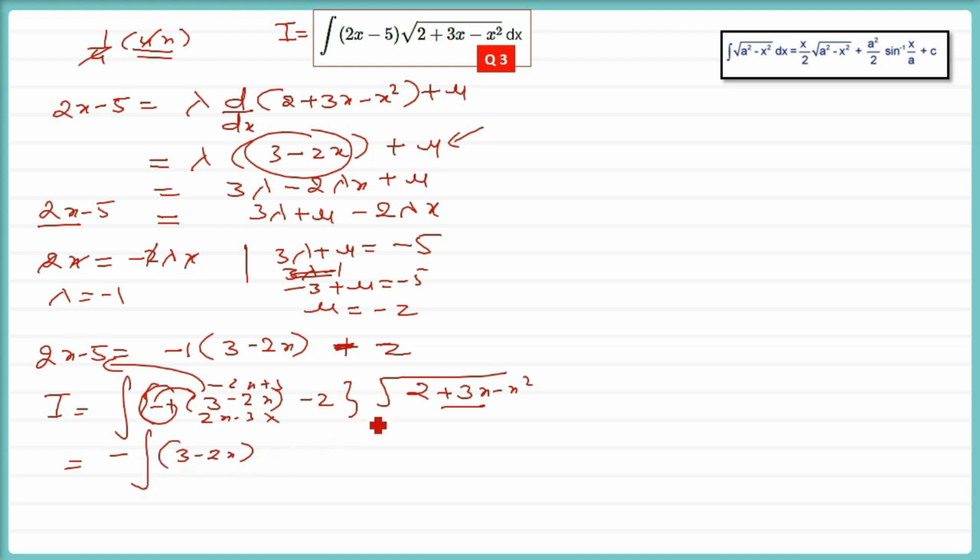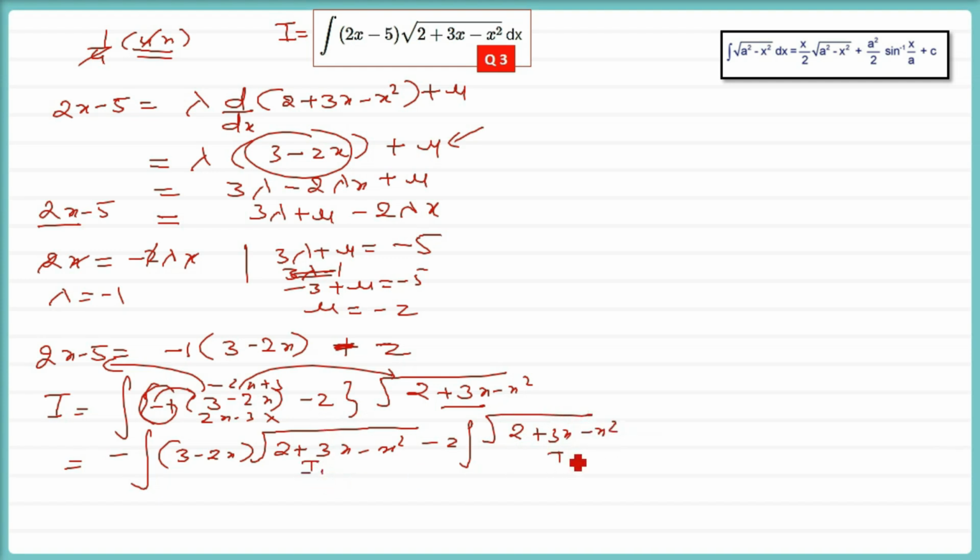So 3 minus 2x will remain like this. Negative 1 I am taking outside. Then you have under root 2 plus 3x minus x square, because I have multiplied negative 1 into 3 minus 2x with the under root term. And now the second term, which is negative 2, will be multiplied with under root 2 plus 3x minus x square. Now this is your I1. Just assume that this is I1, this is I2. If you don't want to, it's okay. You can do it directly. Just to separate these two terms and work it out, I'm taking under root 2 plus 3x minus x square as f(x) to the power half. 2 plus 3x minus x square is f(x), but its differentiation is 3 minus 2x. So let's call it f dash x.